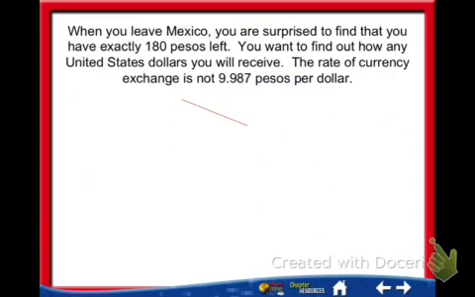When you leave Mexico, you are surprised to find that you have exactly 180 pesos left. You want to find out how many United States dollars you will receive. The rate of currency exchange is now 9.987 pesos per dollar.